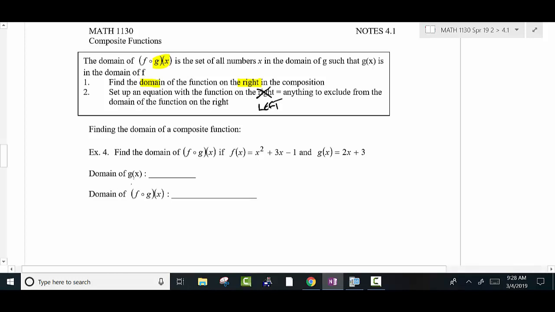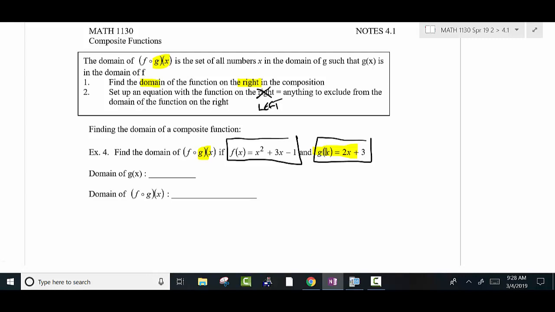Okay? So on this one, we have two functions. This is f of x, and that's g of x. So we're going to do the domain of f composed of g of x. The first thing you do is look at g of x and figure out what its domain is. Do you know what the domain of 2x plus 3 is? Everything, right? It's a line. x can be anything. There's no number that you can't double, right? So everything works there, so we'll just say all real numbers, and that's good enough, okay?